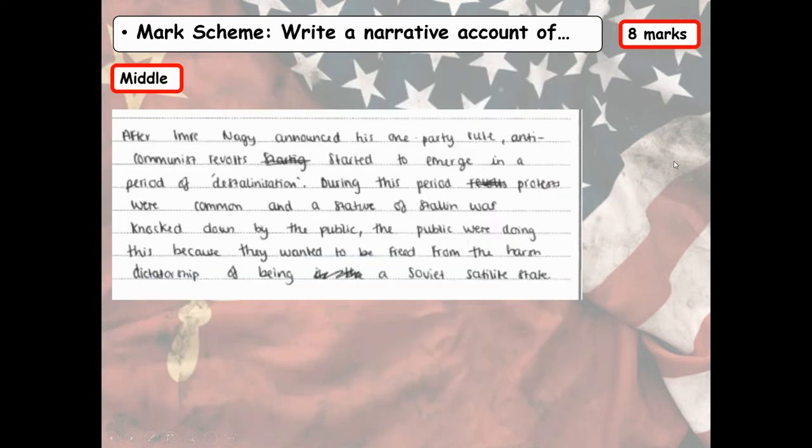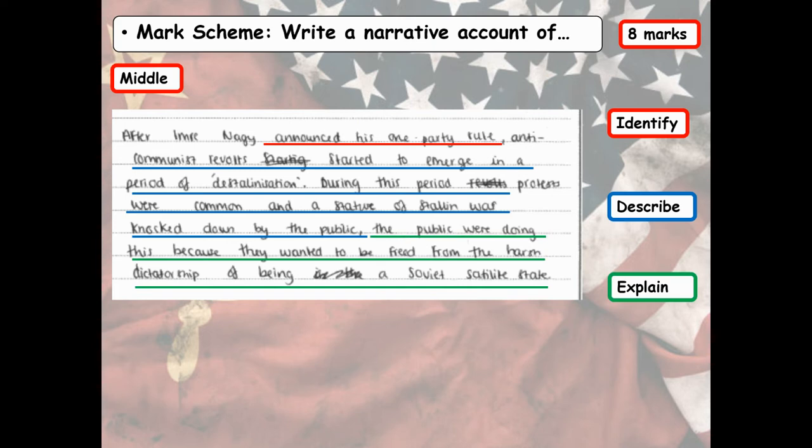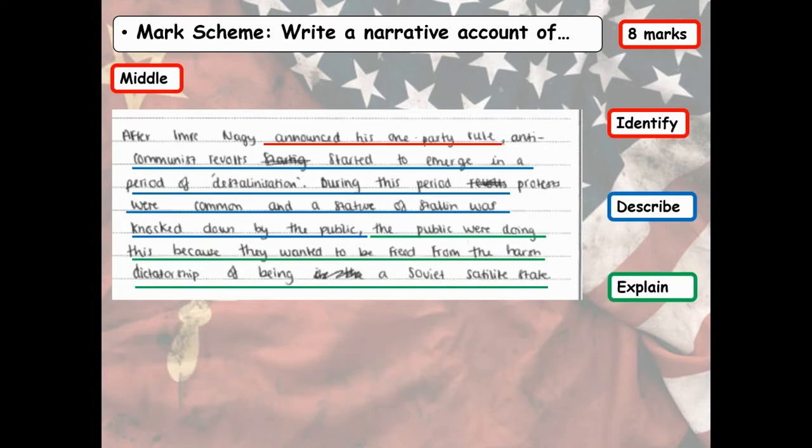The middle paragraph is quite short. Like I said, this does get 8 marks because they tick all the boxes that they need to. Imre Nagy is identified as he has one-party rule. The describe would be about what that involved, and the explain would be that the public were doing this because they wanted to be freed from dictatorship, from being a Soviet satellite state, and that then has an impact on what their final paragraph is about, him leaving the Warsaw Pact. So they are all connected.